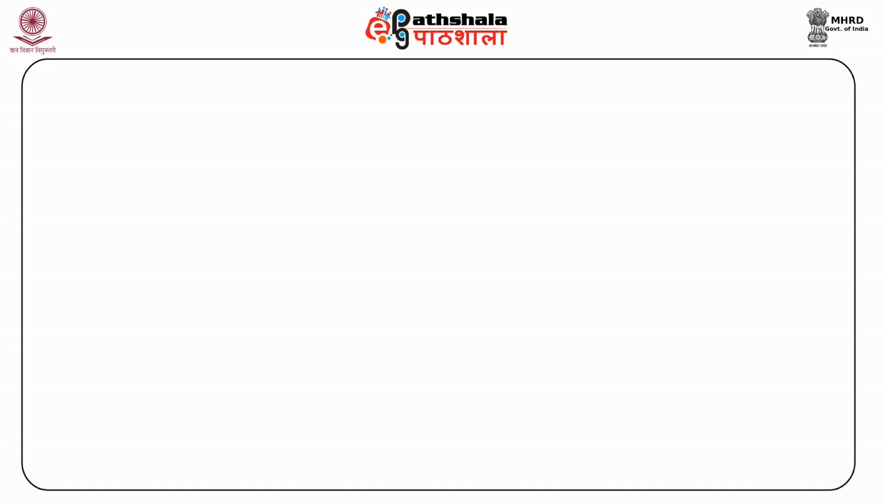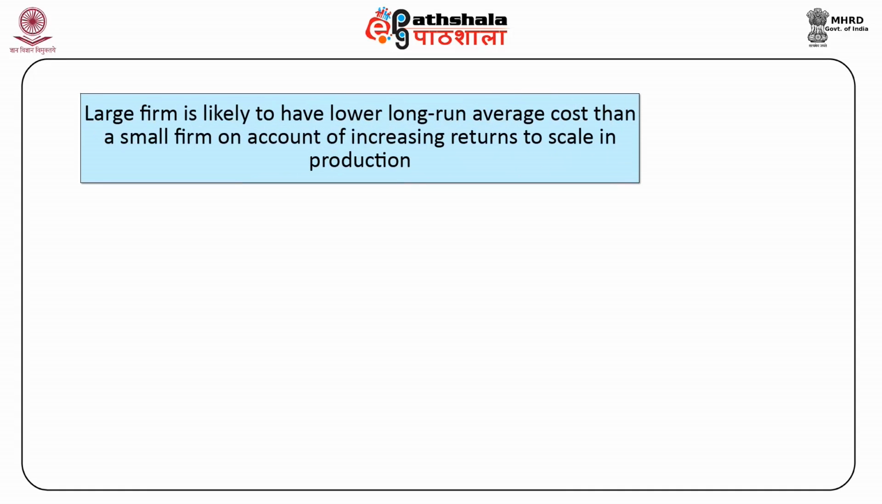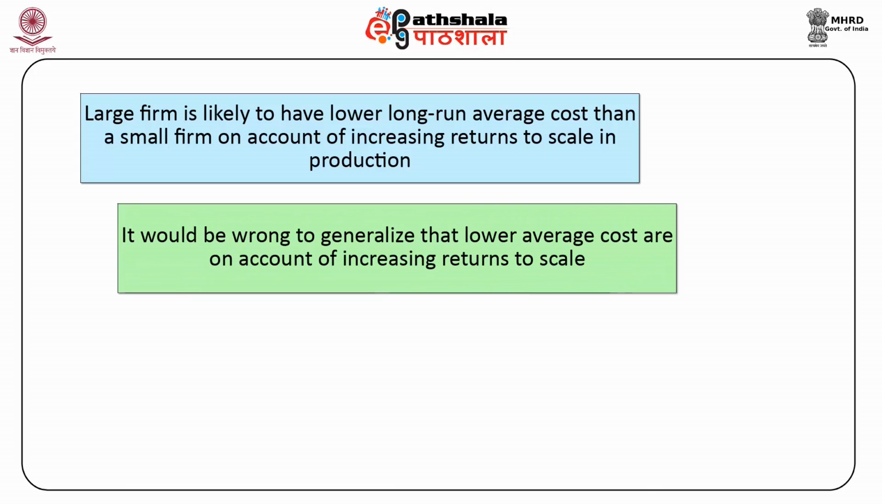Let us now understand the learning curve. In the analysis of cost theory, we find that a large firm is likely to have lower long-run average cost than a small firm on account of increasing returns to scale in production. This may lead us to conclude that firms which have lower average cost over time are growing firms with increasing returns to scale. However, it would be wrong to generalize that lower average costs are on account of increasing returns to scale.